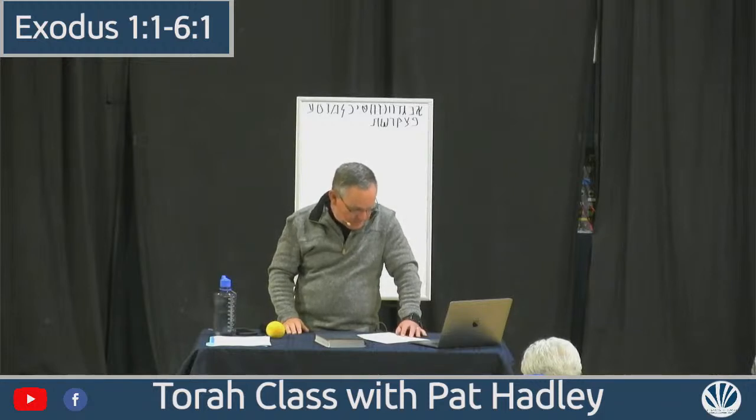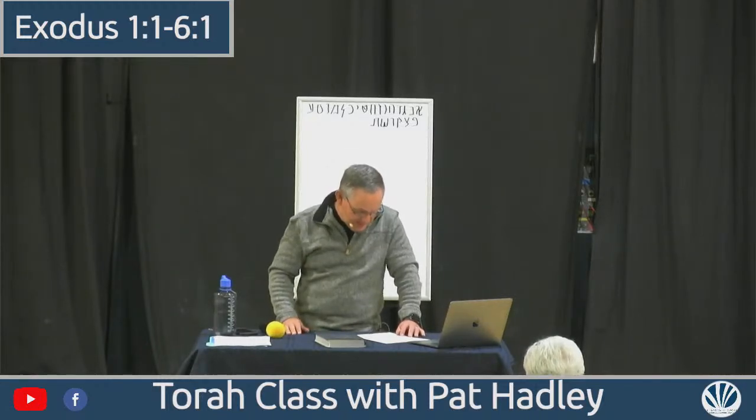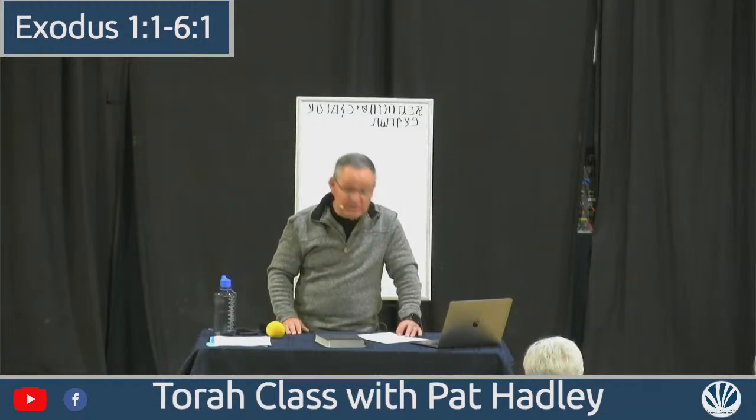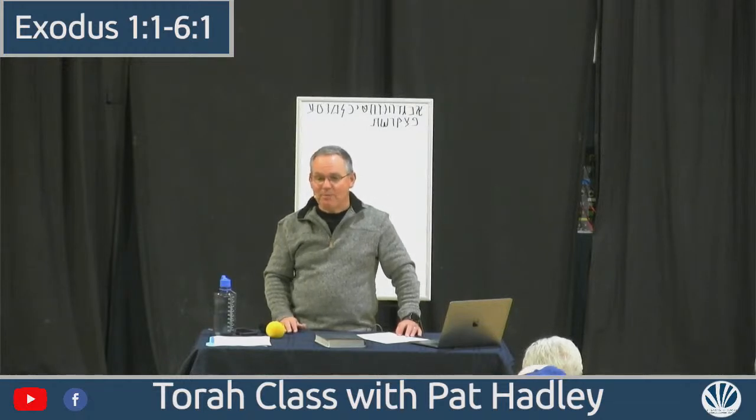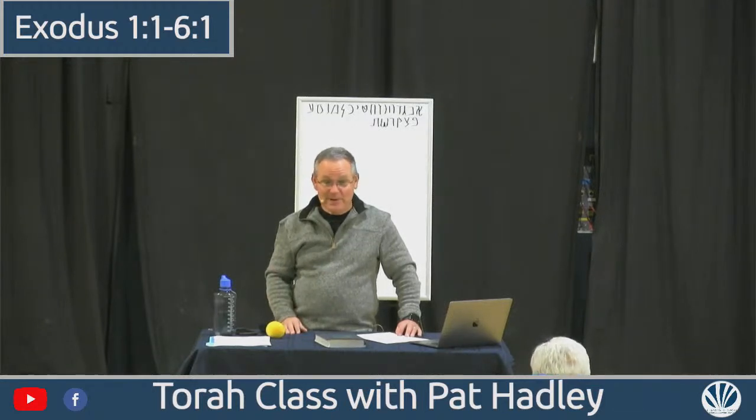Okay, so verse 9. But said to his people, look, the descendants of Israel have become a people too numerous and powerful for us. Come, let's use wisdom in dealing with them. Otherwise, they'll continue to multiply. And in the event of war, they might ally themselves with the enemies, fight against us, and leave the land altogether. Why does he not want them to leave? It's because they won't have any economy left. Right? I mean, they're doing all the work, building the buildings and all that.